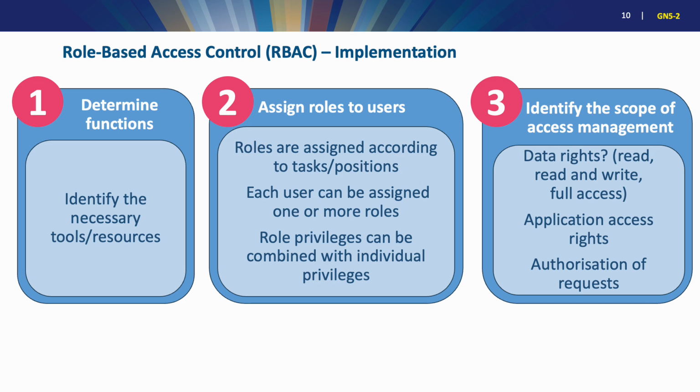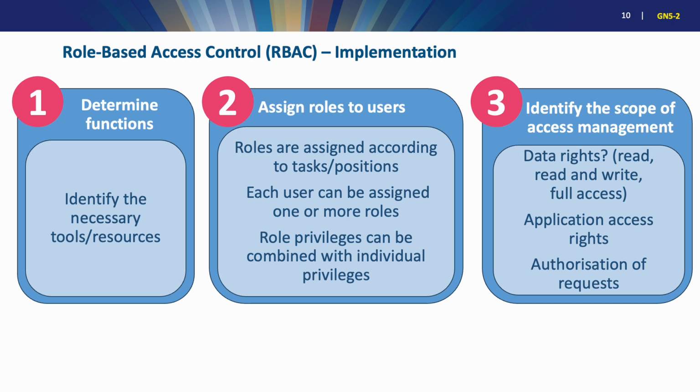The first thing you have to do when implementing an RBAC mechanism is to determine what functions are going to be performed in each position or department. Then, based on this, you must identify the tools and/or resources that are needed to carry out these functions. Secondly, you need to assign roles to users, taking into account the tasks or position that each user has in the organization. It is important to bear in mind here that each user can be assigned more than one role, and that role privileges can be combined with individual privilege assignment.